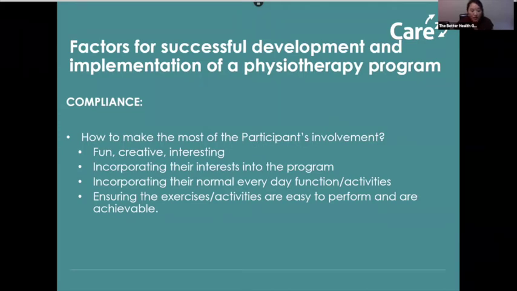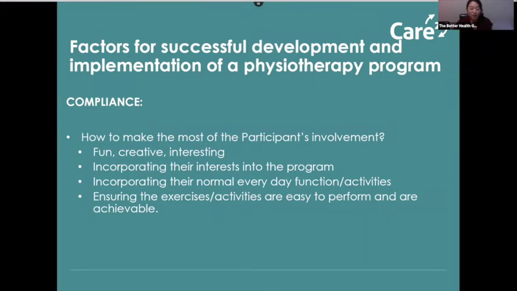We never want to set the participant up to fail. We want them to feel that they are accomplishing something and making gains. So we never want to make it difficult for anyone, but we want to make exercises easier to perform, and something they will actually achieve. By keeping the exercises and activities simple and achievable, it will improve their confidence and their motivation.